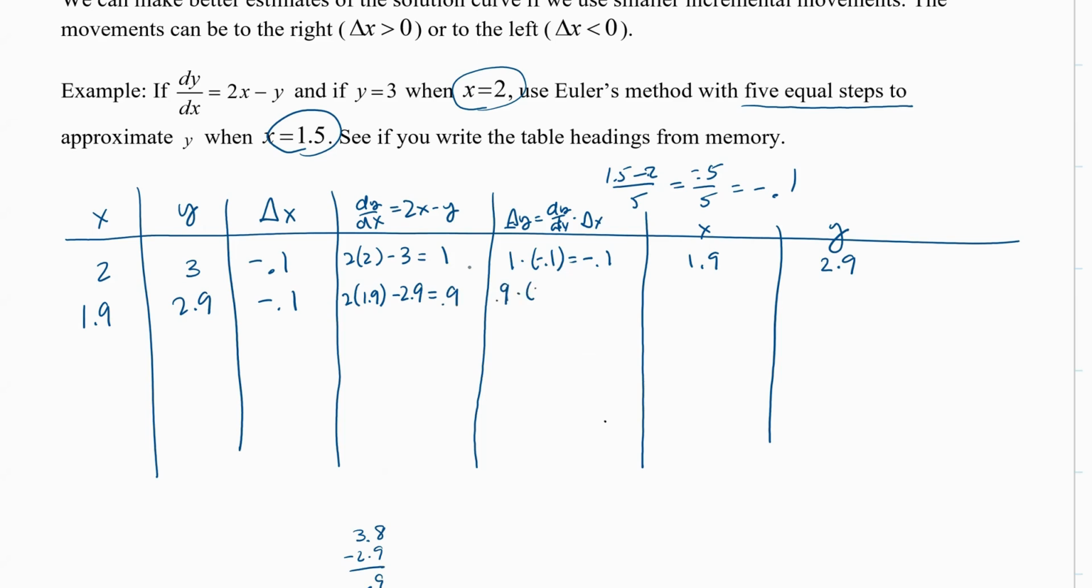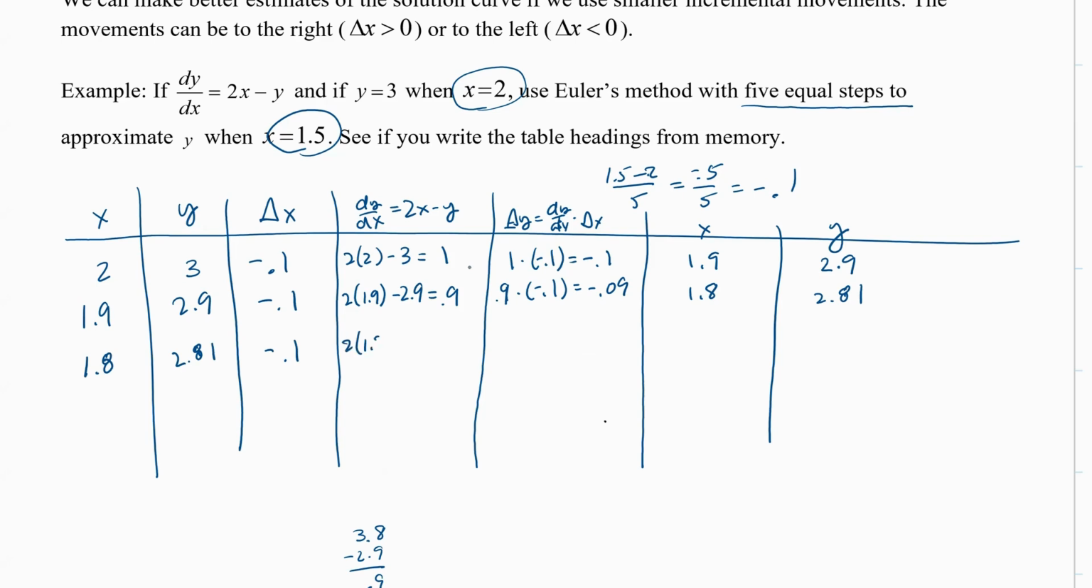0.9 times negative 0.1 is negative 0.09. My new x value is going to be 1.8, and my new y value is going to be 2.9 minus 0.9. I think that's going to be 2.81. And then we do it again. And perhaps at this point, we're starting to feel like this is really tedious.